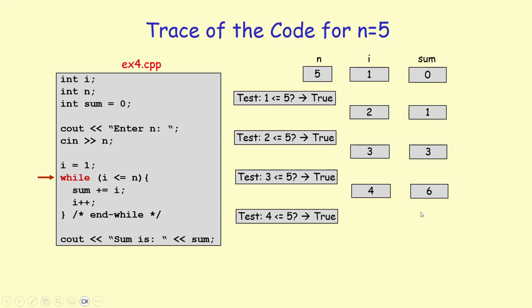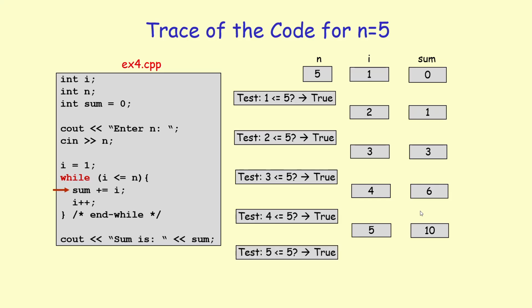Do the comparison. Is 4 less than or equal to 5? Yes, it is. So we get in. Again, do 4 plus 6, which becomes 10. Increment the loop variable, which becomes 5. We go back to the beginning of the while loop. We do the comparison. Is 5 less than or equal to 5?